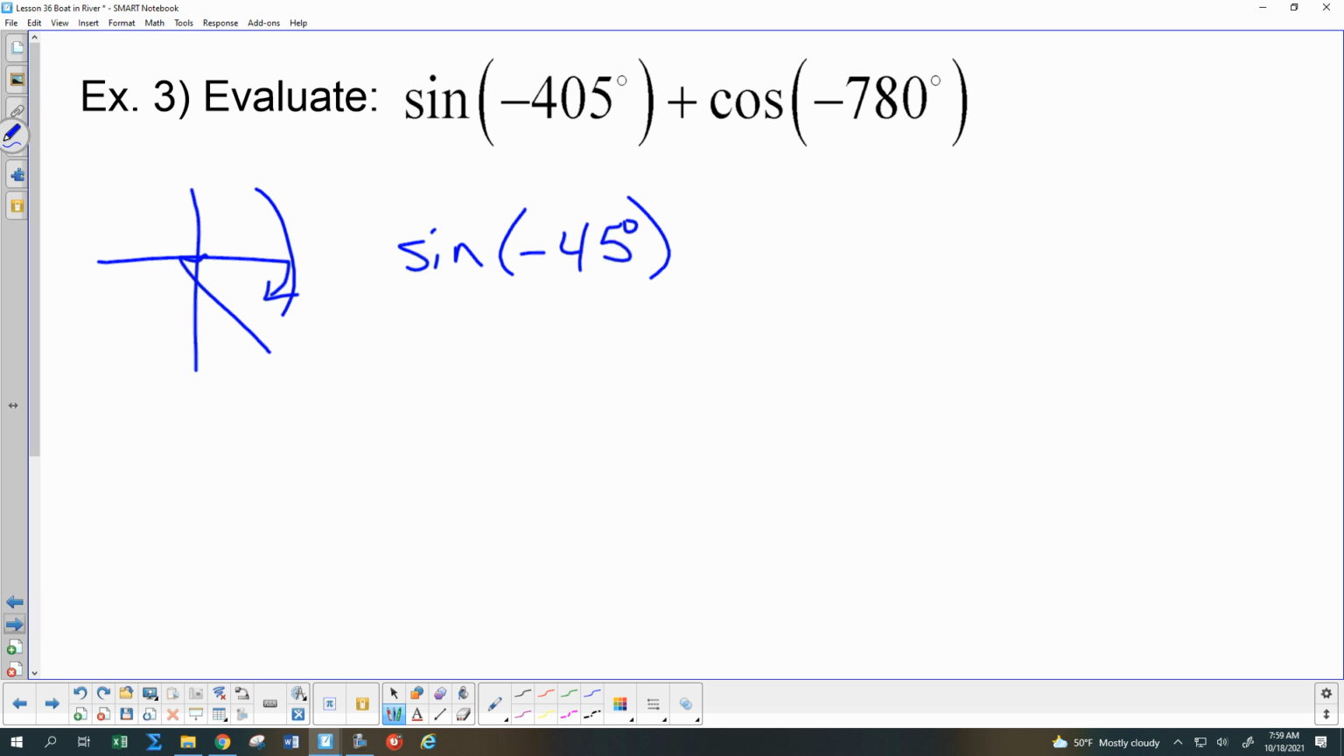Or, if I want to think about that in terms of positive degrees, I could say that's 315 degrees. In your work, I'm okay if you leave that at negative 45. That lets you know you're right here. You can tell me what the sine is right there. And there's the y. So y is positive up above, negative below.